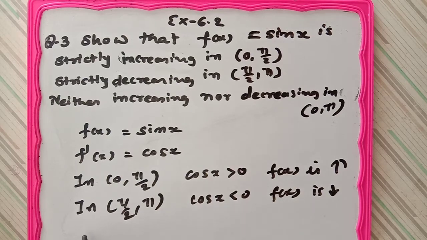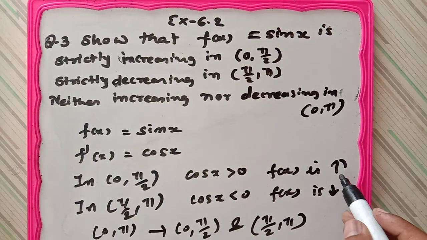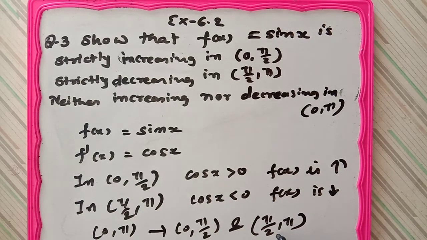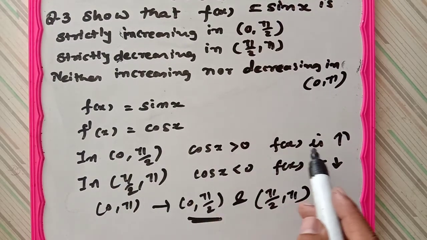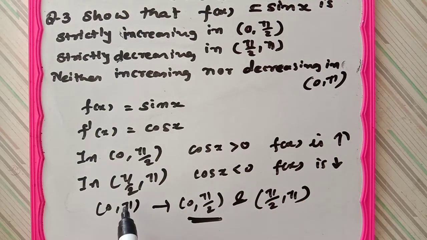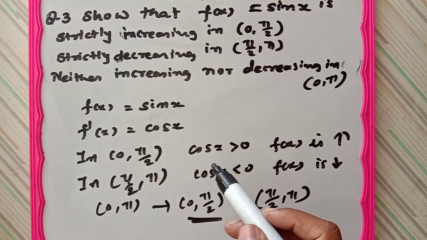Now for 0 to π, at π/2 it becomes 0, so we have two intervals, 0 to π/2 and π/2 to π. In the first interval it is an increasing function, while in π/2 to π it is a decreasing function. So it is not certain whether it is continuously increasing or decreasing, and so we can say that in (0, π) it is neither increasing nor decreasing.